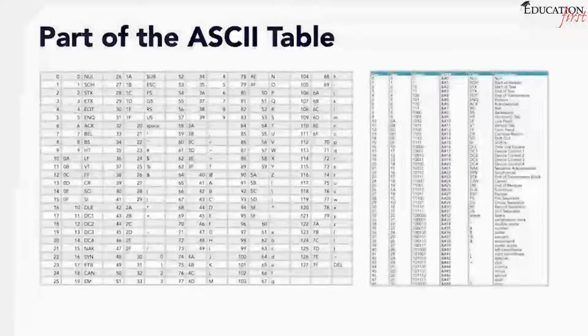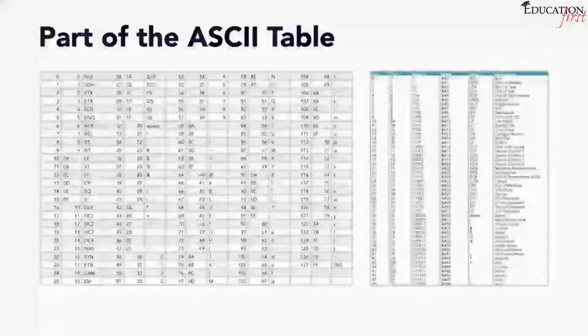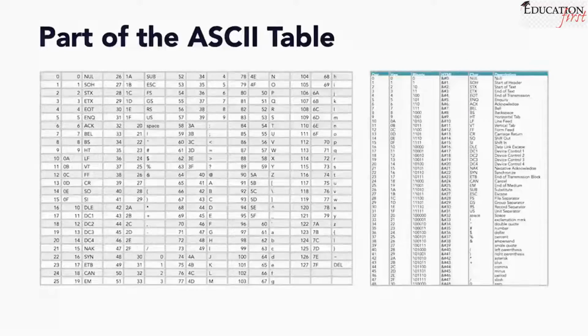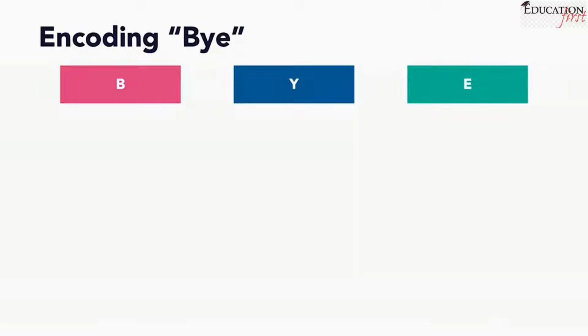We also need to know the ASCII table, because with ASCII, the letters have a number as well. This is only a part of the ASCII table, and as you can see, the uppercase A is represented as a decimal 65, and the lowercase a is represented as the decimal number 97. Let's walk through the process of encoding the ASCII value, starting with an uppercase B.